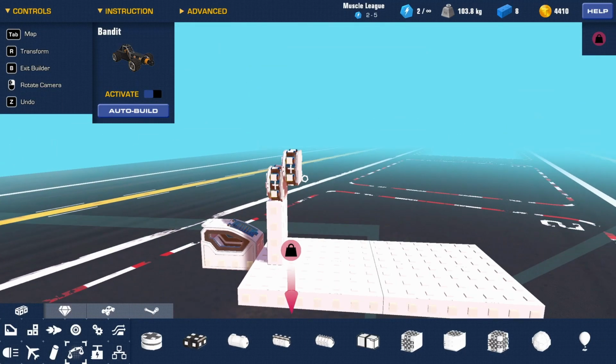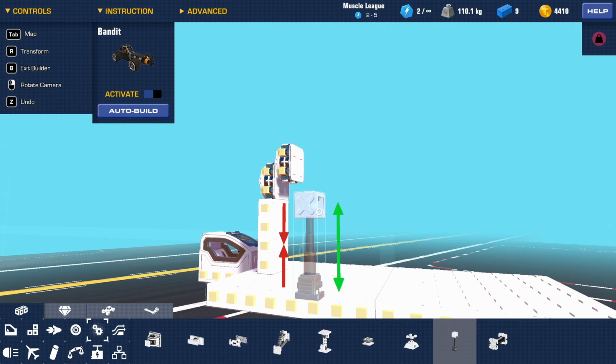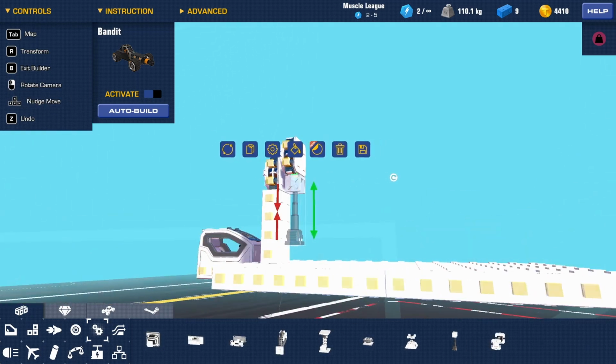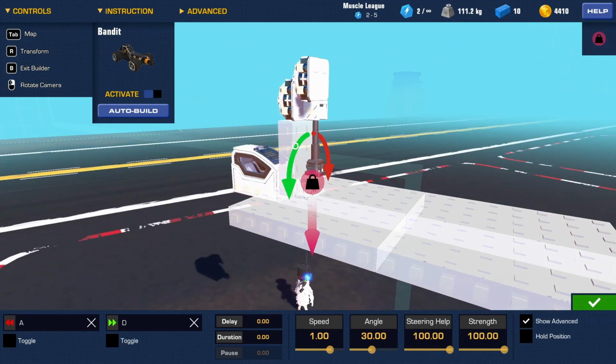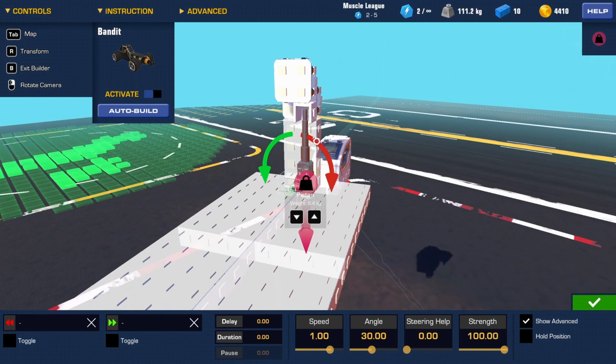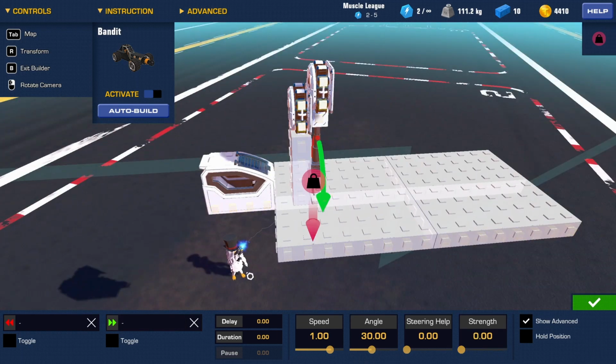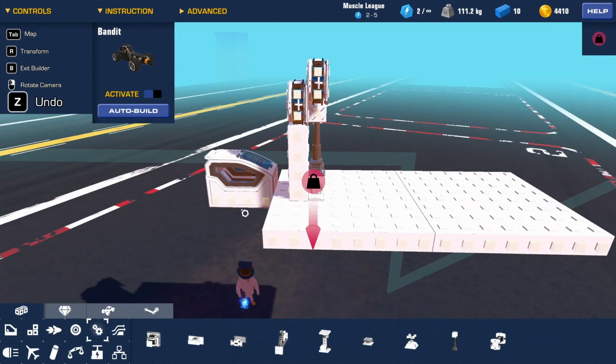So once you have the helicopter engines like this, you're going to grab a piston. You could do one or two, it does not matter, and you're going to need a hinge or some kind of connection on the bottom that allows it to rotate freely on this axis, like that. And you're going to want to set the strength to zero. The angle and the speed do not matter.